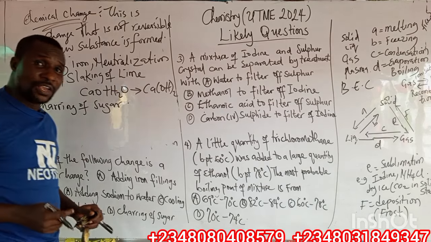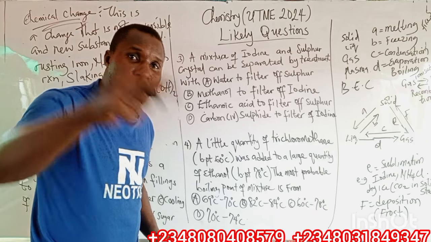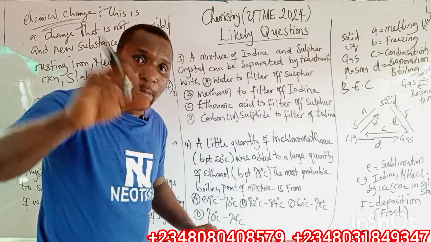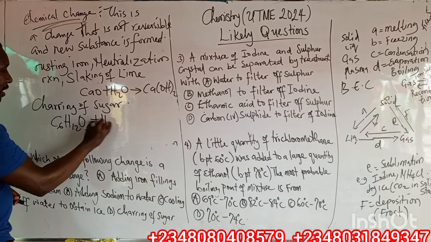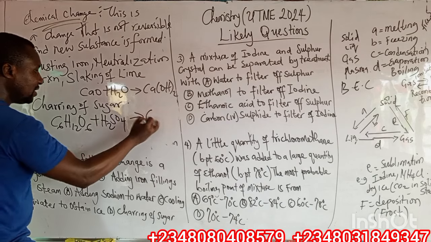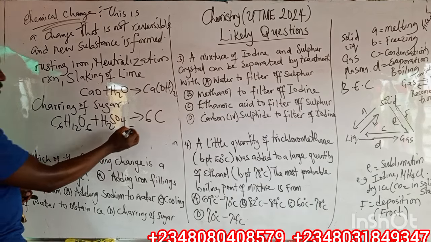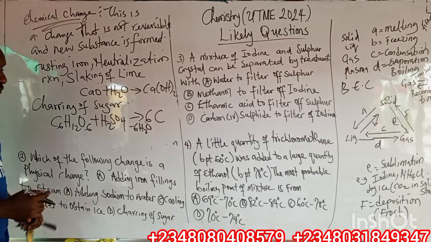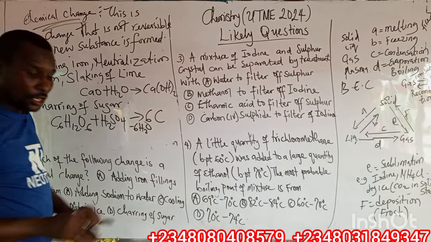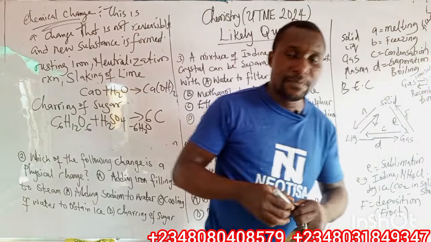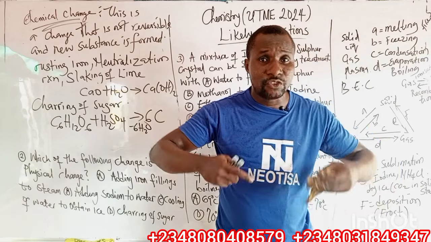Then charring of sugar. When sugar reacts with concentrated H2SO4, water is removed from the sugar and carbon black is deposited. For example, C12H22O11 plus concentrated H2SO4 gives 12 carbon, and the molecules of water are removed. Take note, this is charring of sugar. It is a chemical change. Rusting of iron, slaking of lime, neutralization reaction, charring of sugar. We have so many.